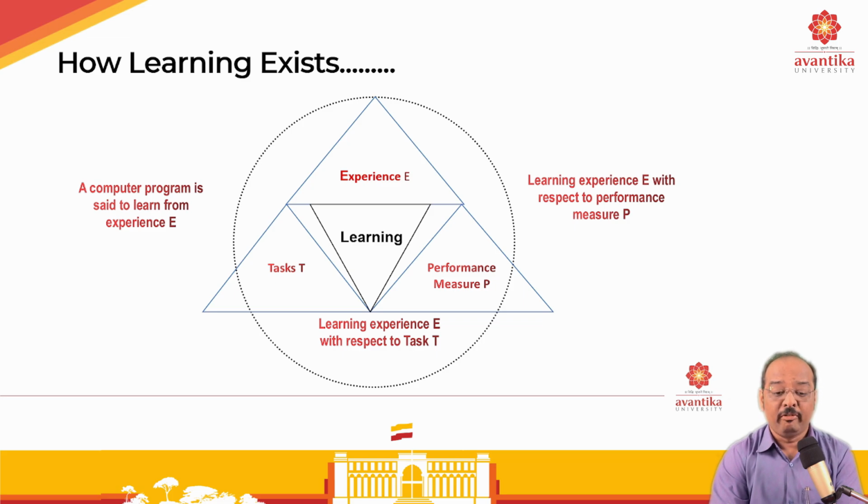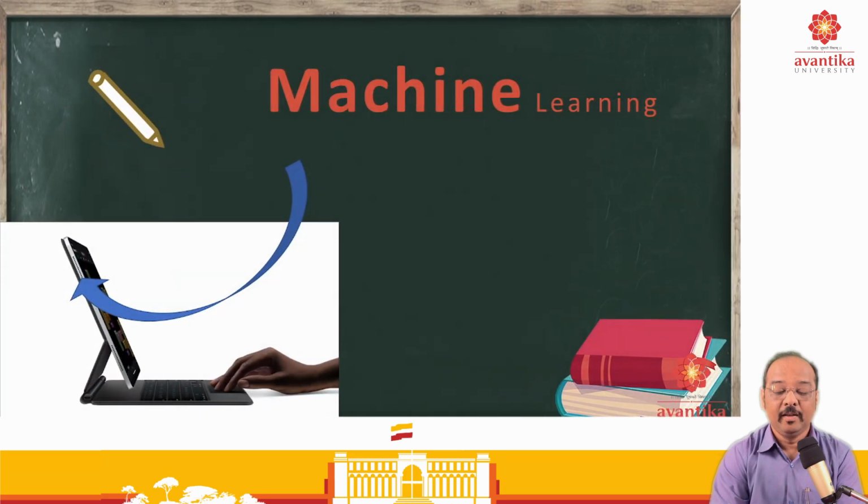In the true sense of experience, task, and performance measure, machine learning is learning with experience E with respect to the task given. The computer program is said to learn from these experiences with respect to the performance measure P. So E, T, and P are the learning keys related to machine learning. You can see the experience, task, and performance are associated to form the machine learning phenomenon.